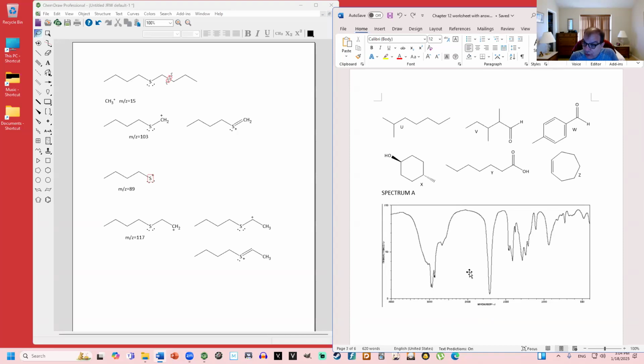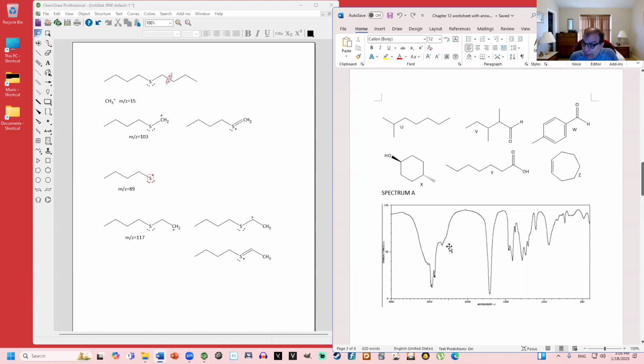That's the OH stretch of a carboxylic acid. We also have this really strong peak at around 1700. That might be at about 1720. And so that's a carbonyl stretch, C double bond O. Of course, the carboxylic acid has a C double bond O in it. There is only one carboxylic acid among all 6 compounds. So it must be compound Y.